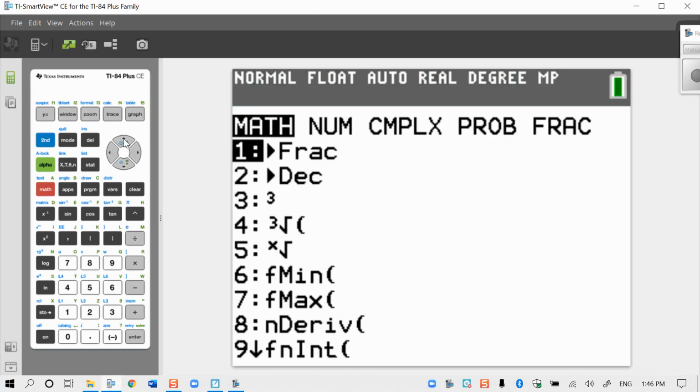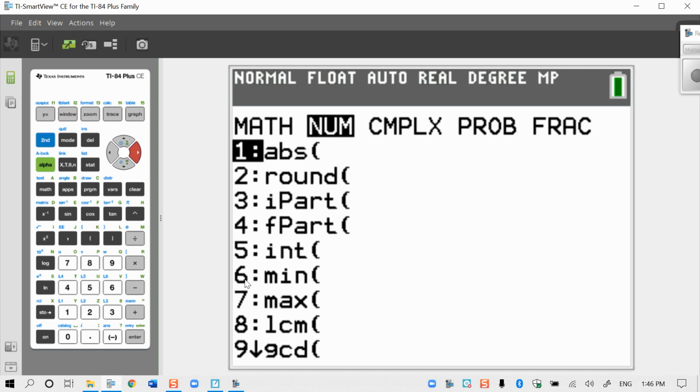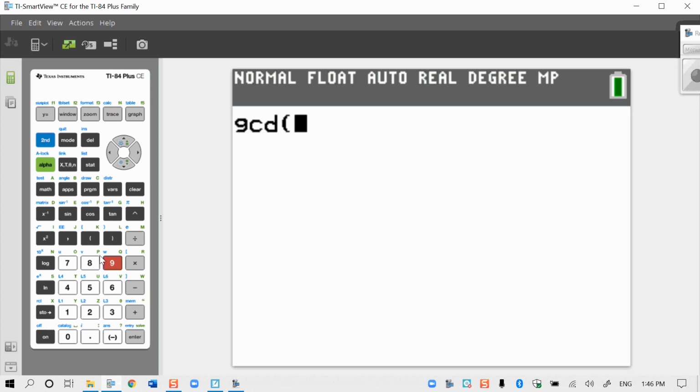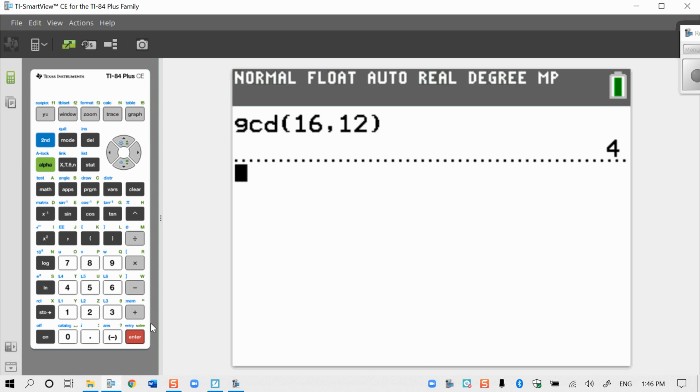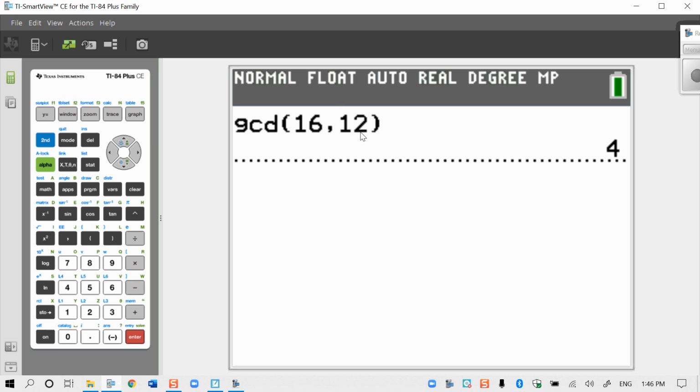So I'm going to go into math, over to number, and down to greatest common factor. And I'm just going to do the GCF of 16 and 12. I'll start with 2 numbers, because that's all you can do is 2 numbers. So the GCF of 16 and 12 is 4.